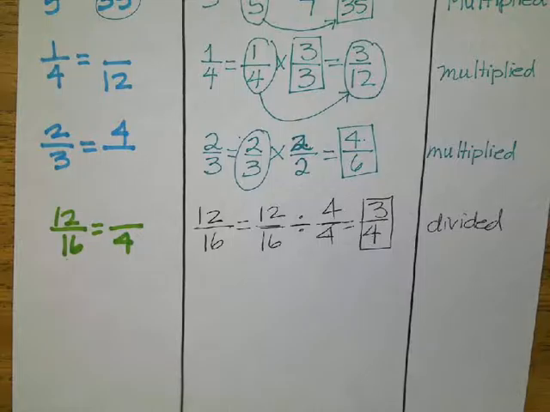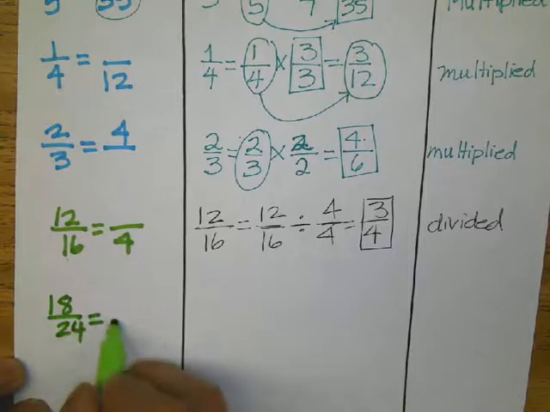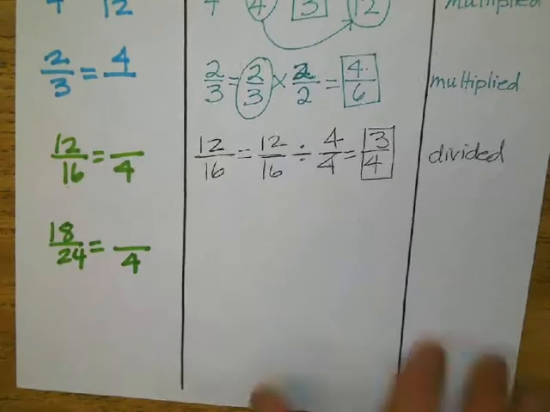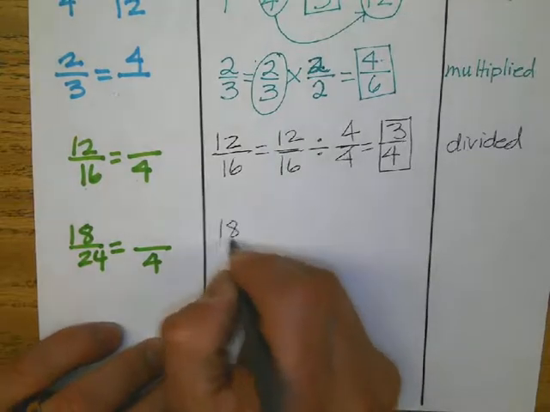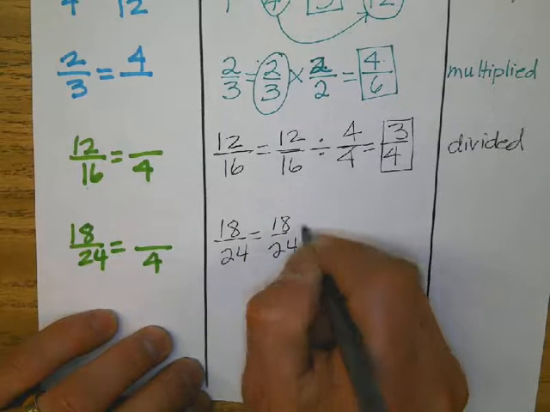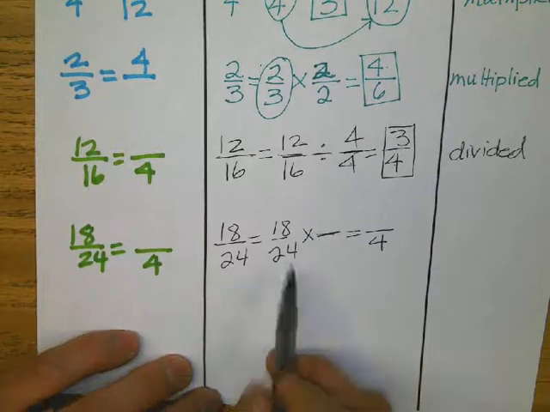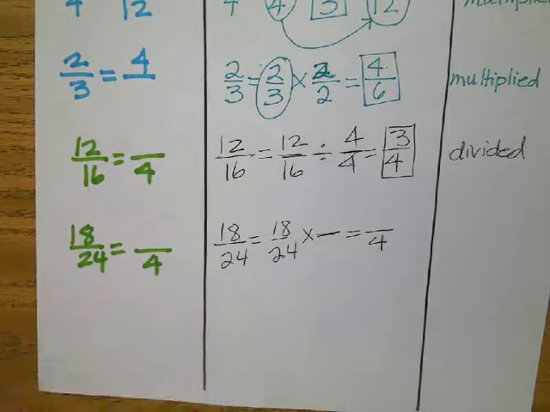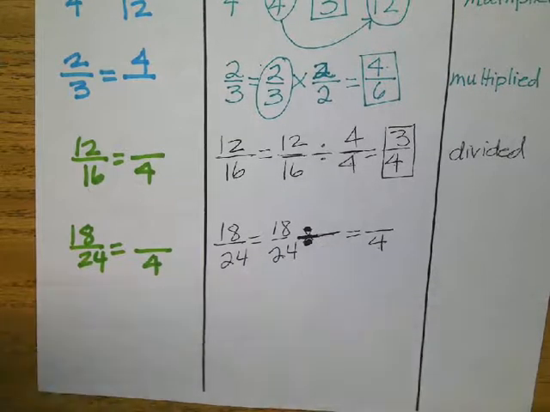Ready? 18/24 equals blank over 4. So we're missing that numerator. And let's tackle this problem again the same way. So we have 18/24. This has to be multiplied by a number that will equal 4 as the denominator. Well, if I multiply, that's going to become a larger number. So we don't multiply in this case. We divide, my friends, because the number goes from large to small. We are dividing.